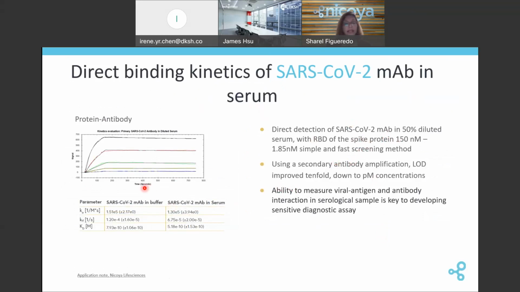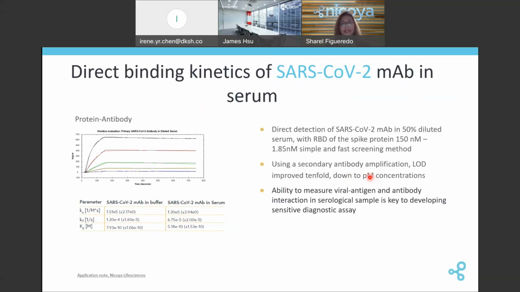So we are comparing the kinetics measurements in buffer, and we find that the data is equivalent between the antibody in buffer and serum. We used a secondary antibody amplification method to improve the limit of detection, and we were able to reach picomolar concentrations. Now, this gives researchers the ability to measure viral antigen and antibody interactions directly in serological samples, and this is key to developing sensitive diagnostic assays.